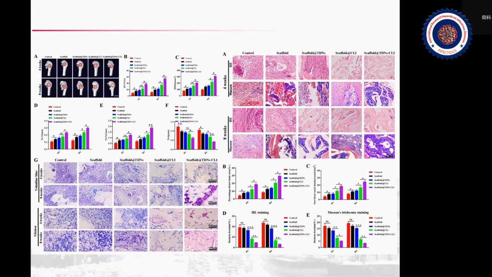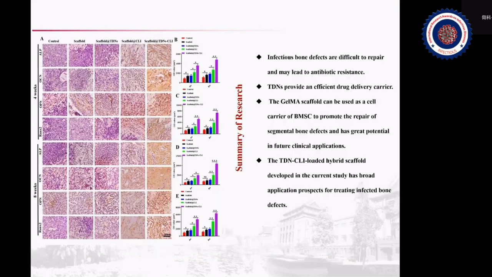The results showed that the bionic composite scaffold loaded with TDN-clindamycin could release the antibiotic quickly in the early stage, effectively control the infection, inhibit osteoclasts, promote osteogenesis, and further promote the repair of infectious bone defects. Immunohistochemical analysis of infected bone defect specimens in each group showed that the expression of bone-related genes in the composite scaffold group was significantly better than in other groups.